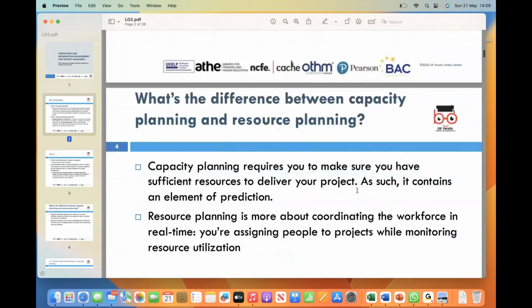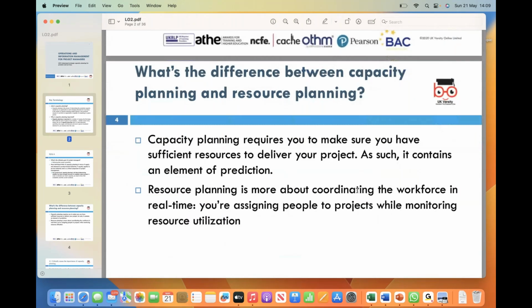What is the difference between capacity planning and resource planning? So here we will be discussing the distinction between capacity planning and resource planning. Capacity planning requires you to make sure you have sufficient resources to deliver your project. As such, it contains an element of prediction. And resource planning is more about coordinating the workforce in real time. You are assigning people to projects while monitoring resource utilization.